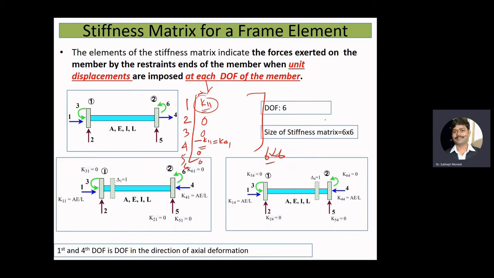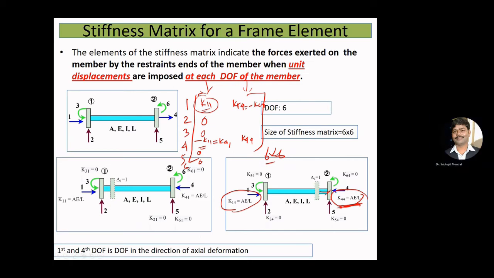Similarly, we can obtain our 4th column. So to obtain the 4th column, what do we do? We have to apply unit displacement here, and we have to see how much force is required to have unit displacement at the 4th degree of freedom. And once we apply this force, what forces are developing in the other degrees of freedom? So we'll observe that we're getting similar values. Okay, so K44 now will be a positive value, and K14 will be of negative value, that is equal to minus K44.